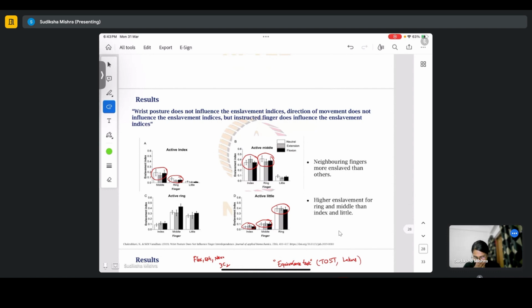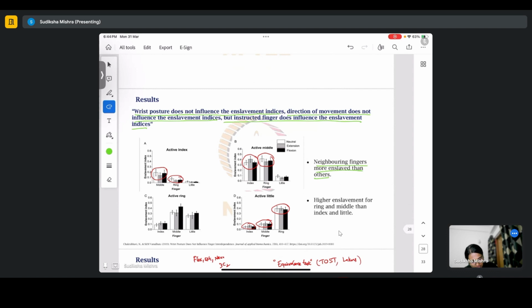The results on the whole say that the wrist posture does not influence the enslavement indices. Direction of movement does not influence the enslavement indices, but the instructed finger influences the enslavement index. So which finger is the instructed finger does influence the enslavement indices. Essentially, the neighboring fingers are more enslaved than the others.